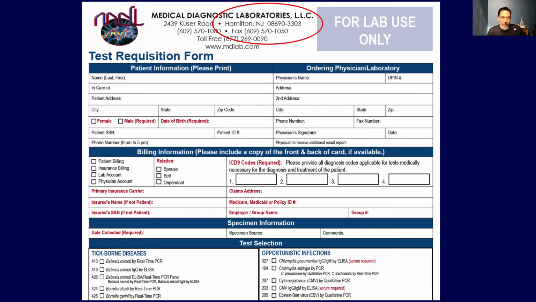What I mainly want to call your attention to here is that it's pretty sparse in terms of the amount of information it collects. Only these fields highlighted in red for this particular laboratory are required, right? So the sex and date of birth information is required. Billing information is required, not surprisingly. The date that the specimen is collected, and of course, which test is being ordered. This is the minimum amount of information that a laboratory might have to report to a health department when the test result comes back.